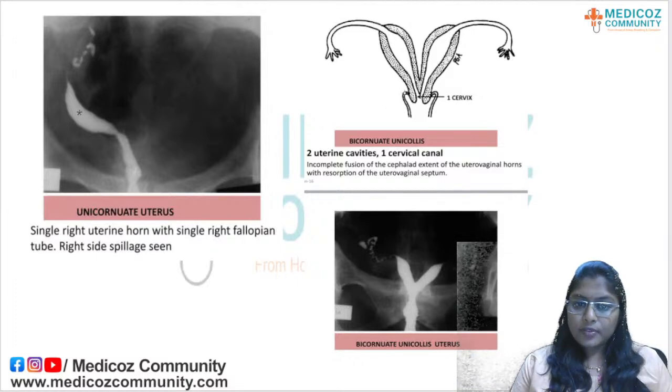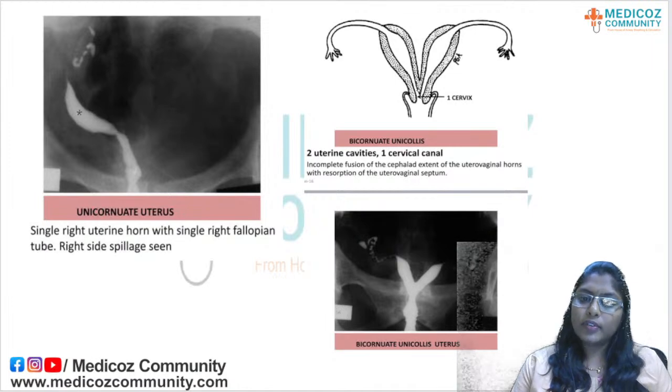Whereas this is two cornua where there is no fusion in between, but there is only one cervical canal. This is a bicornuate uterus. There is incomplete fusion of the cephalad extent of the uterovaginal horns with resorption of the uterovaginal septum. The uterovaginal septum is completely regressed. So this is an HSG image of a bicornuate unicollis uterus.